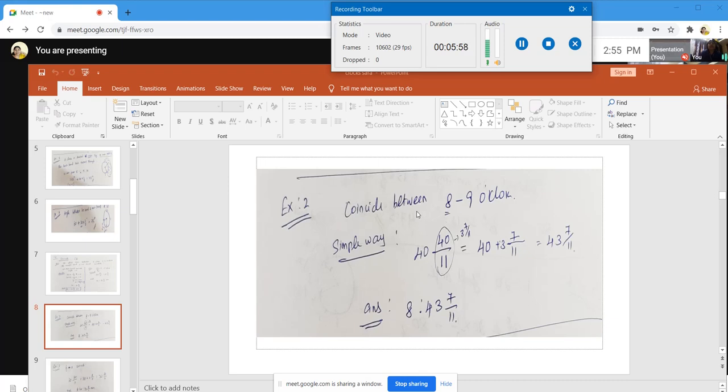So find out when the hour hand and minute hand coincide between 8 to 9, a similar problem. So now we are going to consider 8. 8 into 5, 40. So the formula we are going to write is 40 by 11. Then you can convert this into a mixed fraction. So what is your answer? It is 43 7 by 11. So 40 by 11 can be converted into 3 and 7 by 11. So the answer is 43 7 by 11. So how could we write the answer finally? 8 hours 43 7 by 11 minutes, the hour hand and minute hand will coincide.